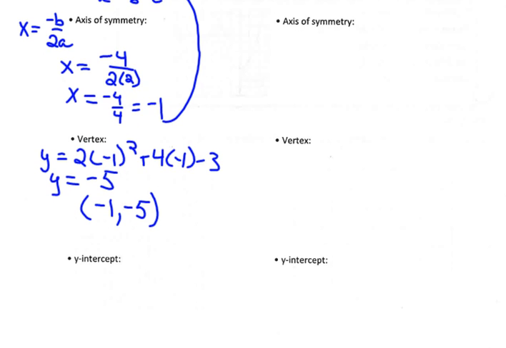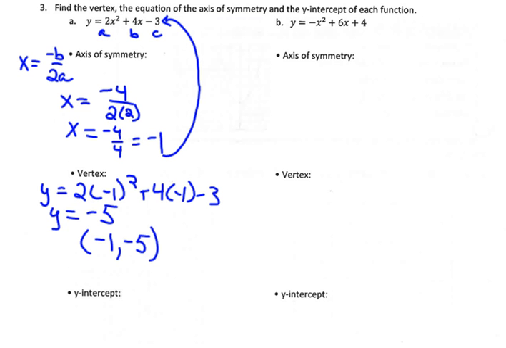Your y-intercept is your C. So your y-intercept is going to be 0, negative 3, because they want it written as a point. So we don't go left or right. We only go up or down, and that was your C.